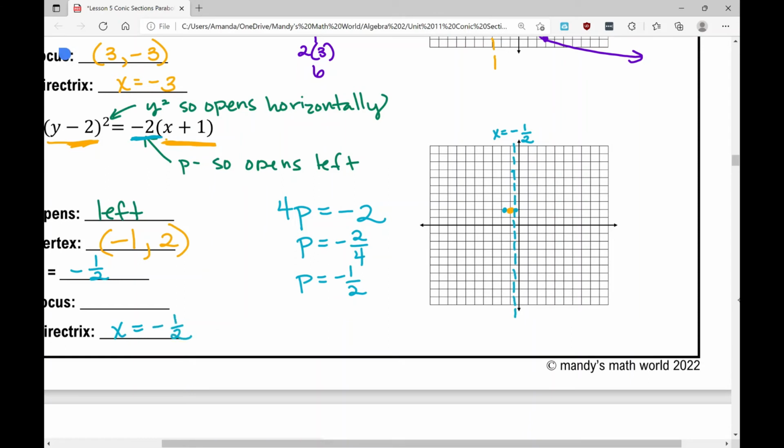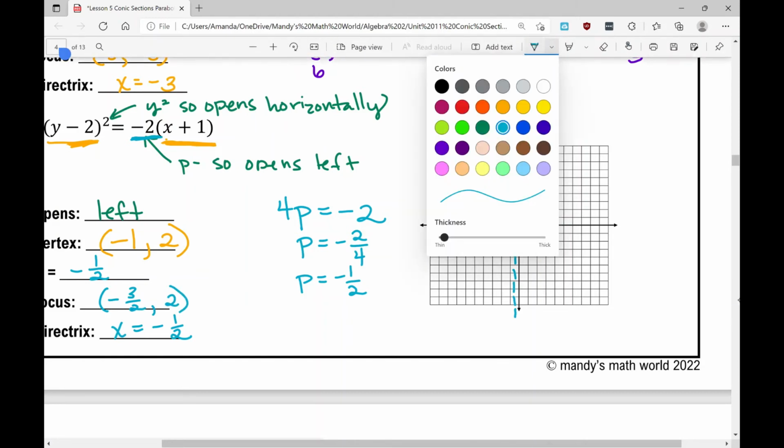And the focus is 1/2 of a unit to the left. Because it opens left, that's where the focus is. The focus is like inside that sideways parabola. So the focus is going to be -1/2 and then up 2. Or I could say that as -3/2, up 2, right? Because -1/2 is the same thing as -3/2. So however you want to write that.